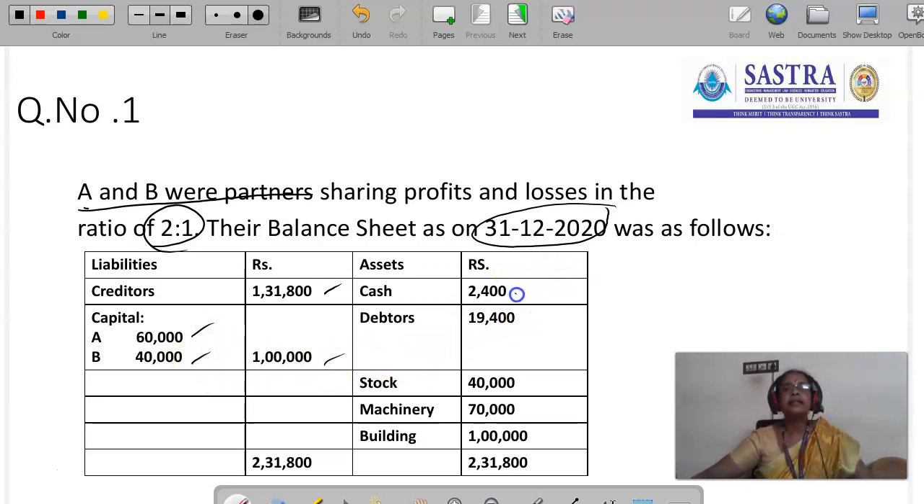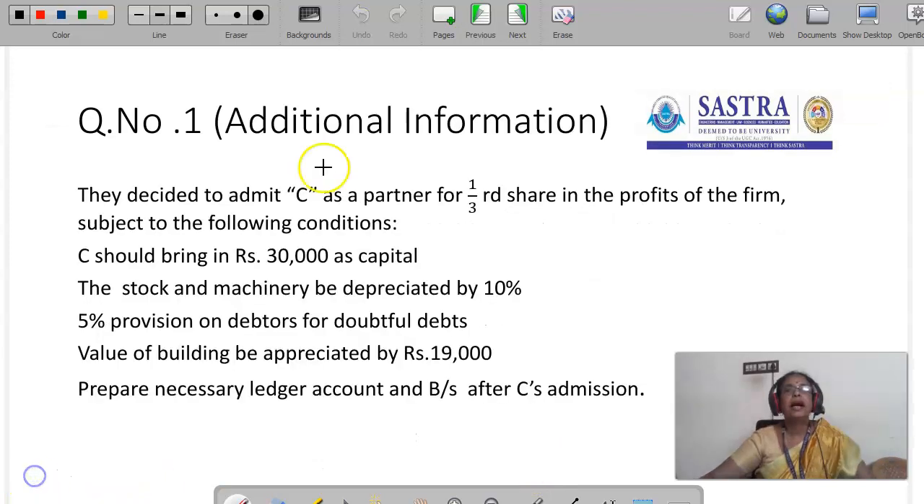Then on the asset side, cash 2,400, debtors 19,400, stock 40,000, machinery 70,000, building 1 lakh. The total of the balance sheet is 2,31,800. Additional information: they admit C as a new partner. Then his share is 1/3. Sacrifice made by the partner is not given.